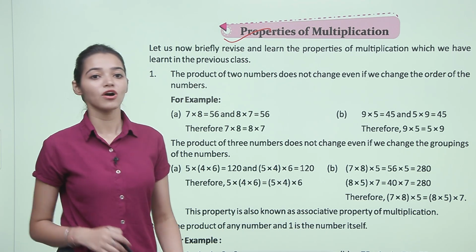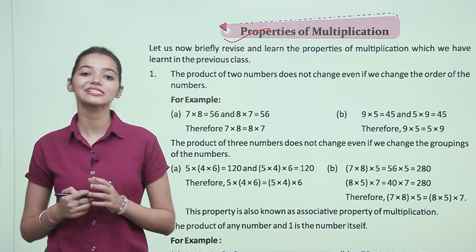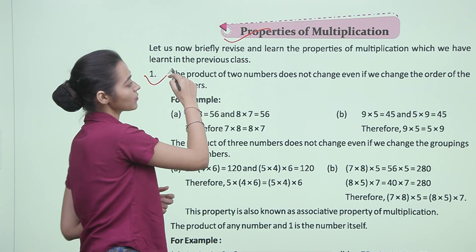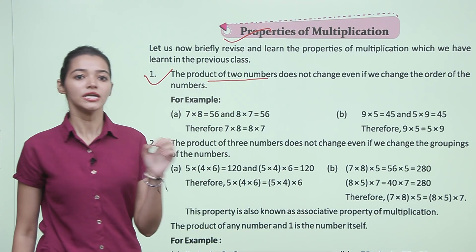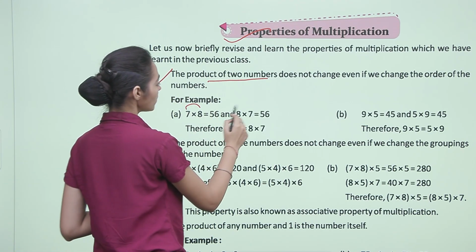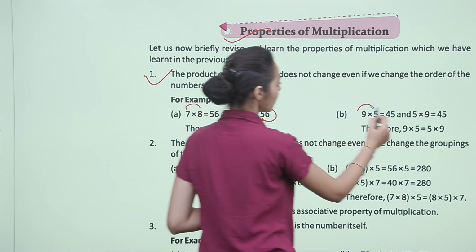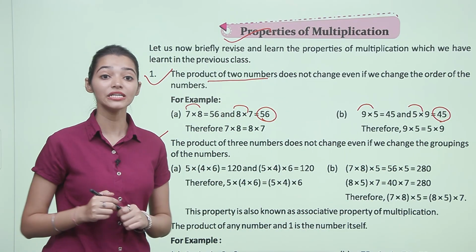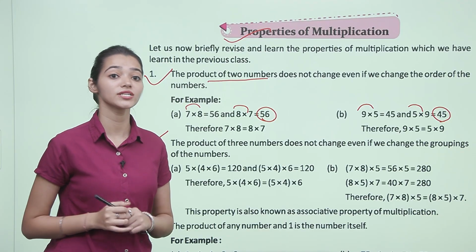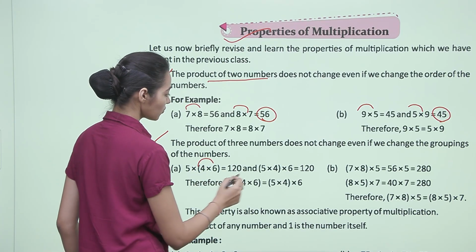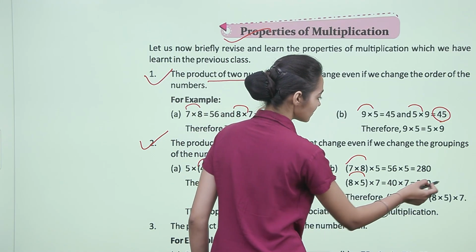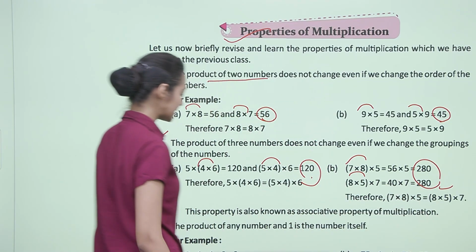Now next is properties of multiplication. Let us now briefly revise and learn the properties we have learned in the previous classes. The first property says that the product of two numbers does not change even if the order changes. Order changes, product remains the same. The second property says that the product of three numbers does not change even if we change the grouping of the numbers. We change the grouping of numbers, but the product is still the same.